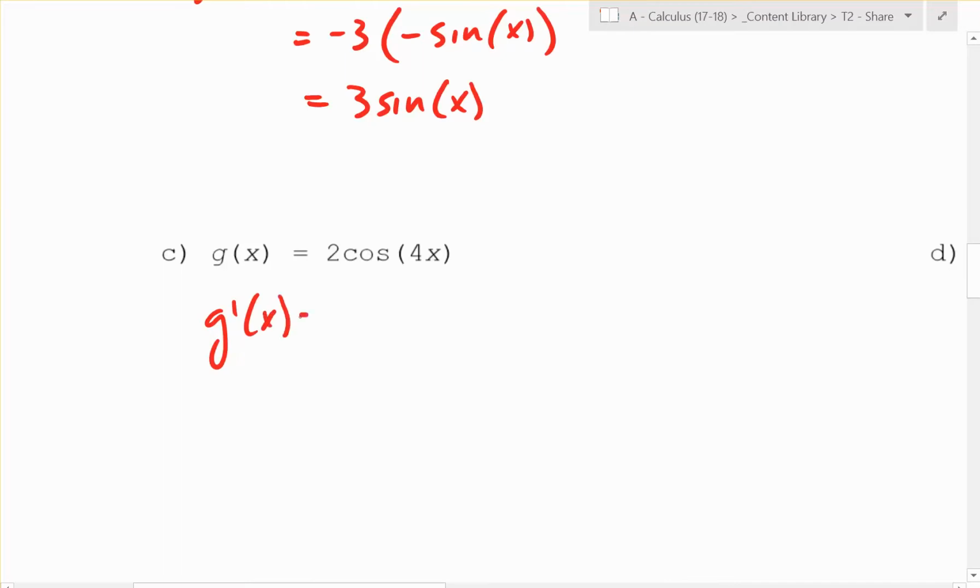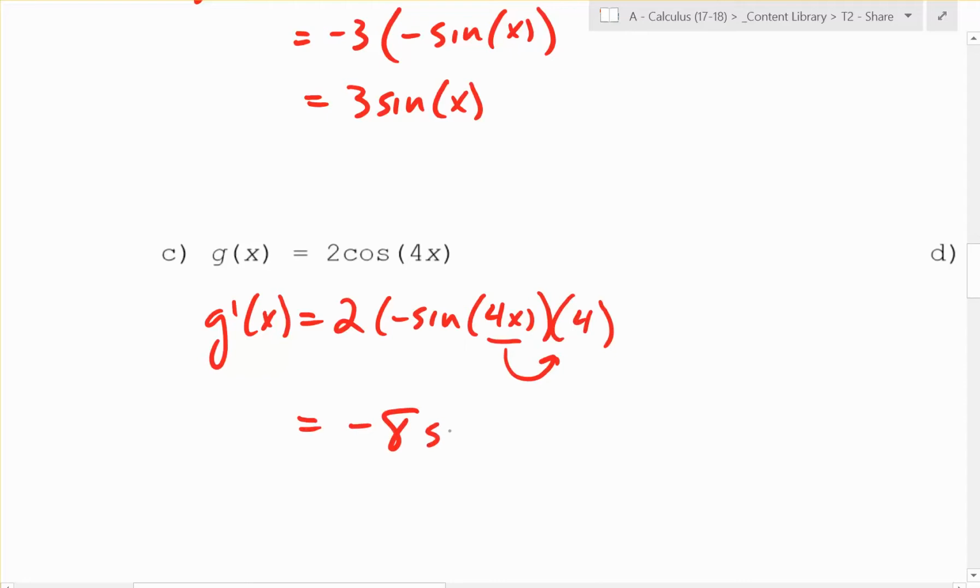g prime of x here, that 2 is along for the ride. The derivative of cosine is negative sine. And then you have to use the chain rule here, and the derivative of 4x is 4. So you can simplify this a little bit, end up with negative 8 sine of 4x. So again, the derivative of cosine is negative sine, and then you had to use the chain rule right here.